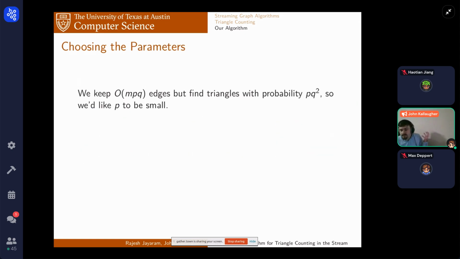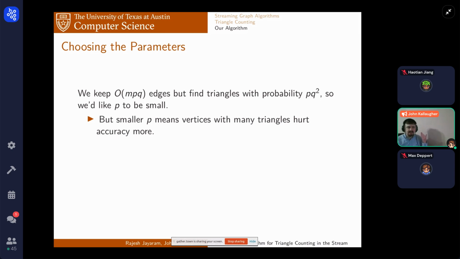So how do you choose these parameters? Well, each edge you're keeping with probability pq, and each triangle you're going to count with probability pq squared. So that tells you that you probably want p to be as small as possible, while q is comparatively large, because that gets you the largest number of triangles for your space budget.